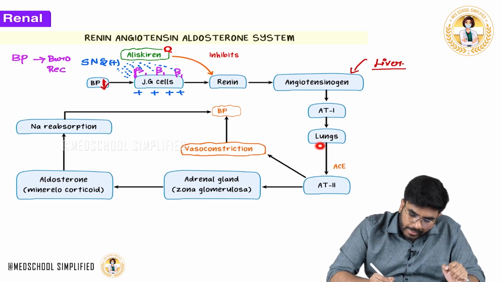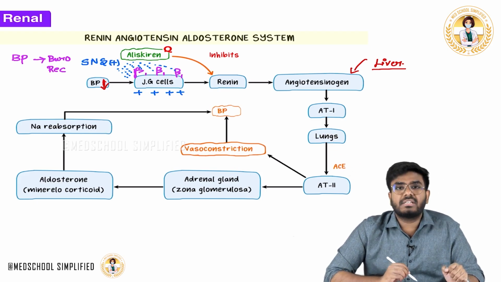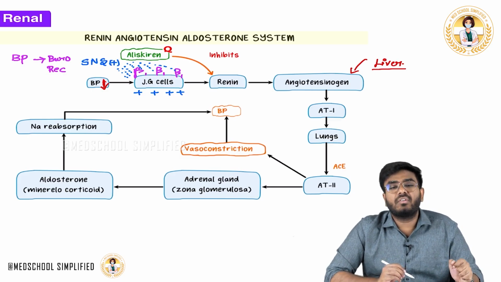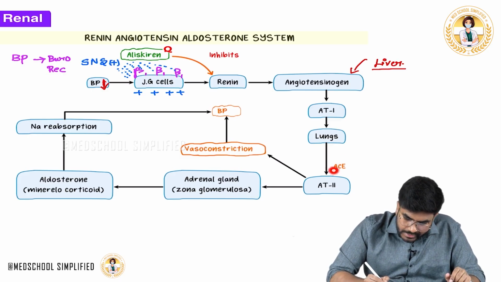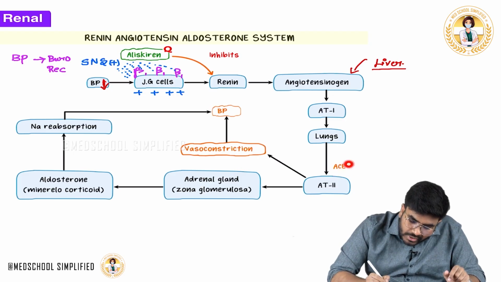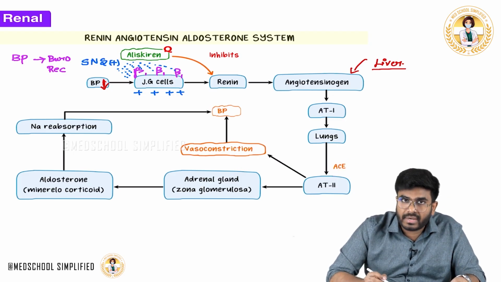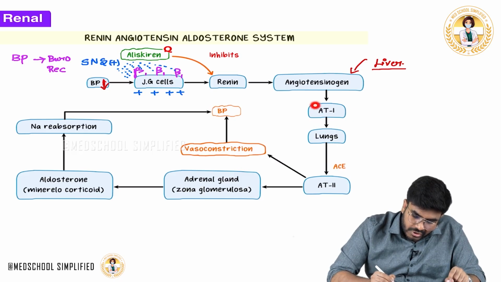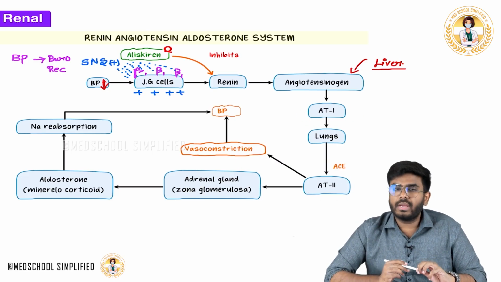Now, in the pulmonary capillaries, there is an enzyme present called angiotensin-converting enzyme. This angiotensin-converting enzyme in the pulmonary capillaries is going to convert angiotensin 1 into angiotensin 2.